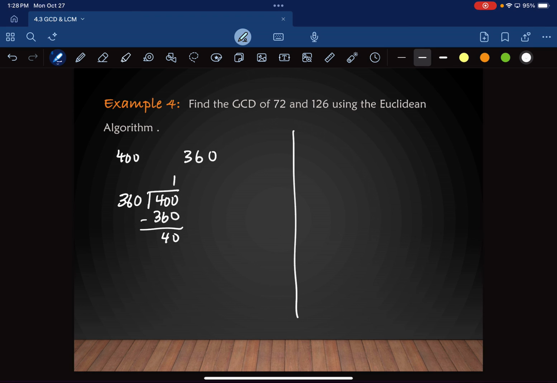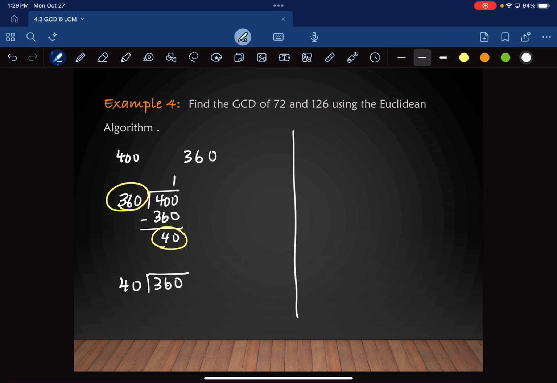Everybody good so far? Okay, what it says then is that I take the previous divisor and the remainder. The previous number I divided by is 360, and the remainder is 40. The 360, which was previously outside of the division, is now going to be under the division. So the 360 moves underneath, and the remainder moves to the outside. How many 40s are there in 360?